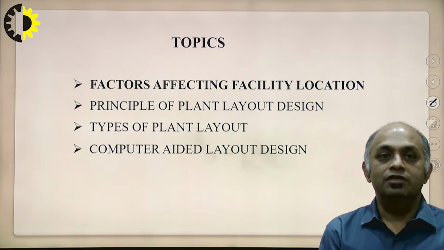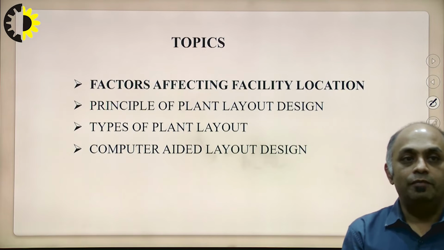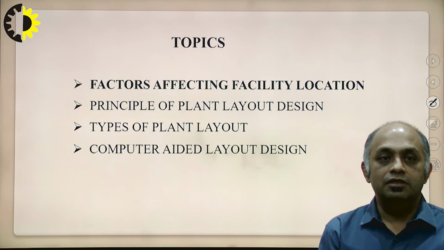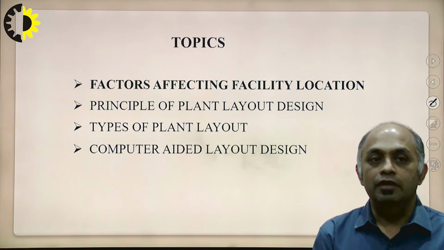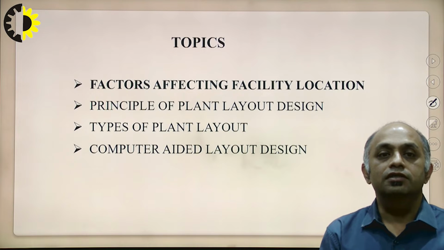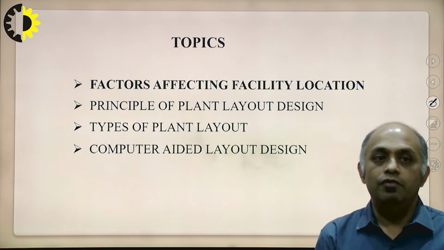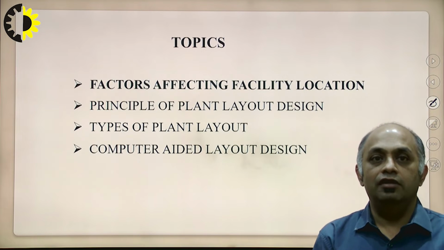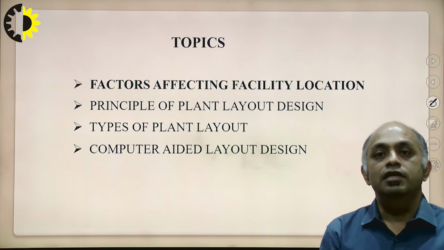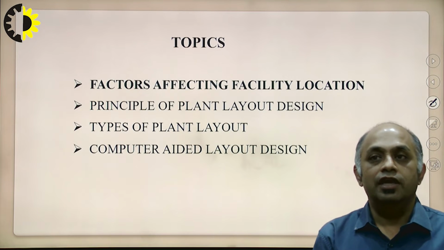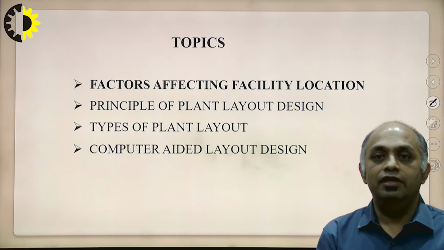So we'll start with the first topic, that is factors affecting facility location. Slowly we'll go to principles of plant layout design, and then we'll go for types of plant layout, and then computerized layout design. So this is the course, and this is how we'll move, right? Today we'll be talking about factors affecting facility location, and then we'll also see a problem, and we'll see how this total facility location can be understood in a very lucid way, right?